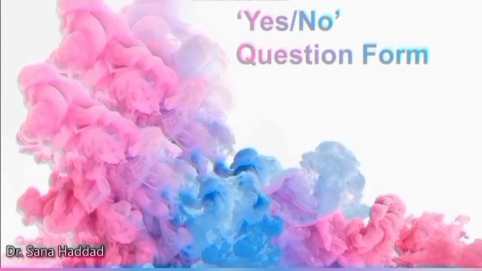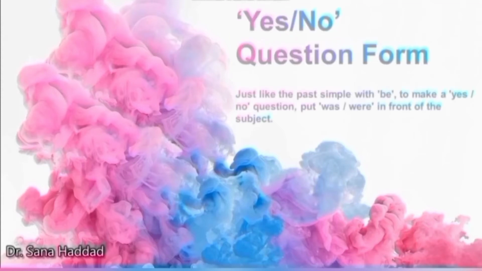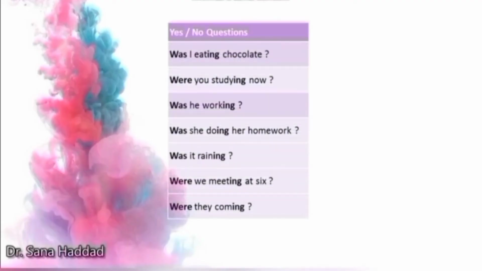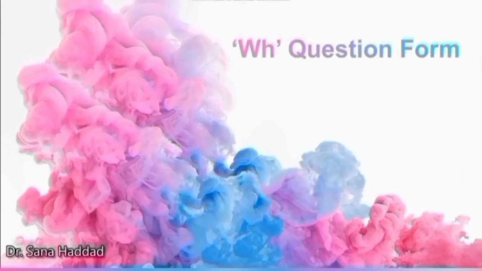Yes-no question form. Just like the past simple with be, to make a yes-no question, put was or were in front of the subject. Was I eating chocolate? Were you studying now? Was he working? Was she doing her homework? Was it raining? Were we meeting at 6? Were they coming?